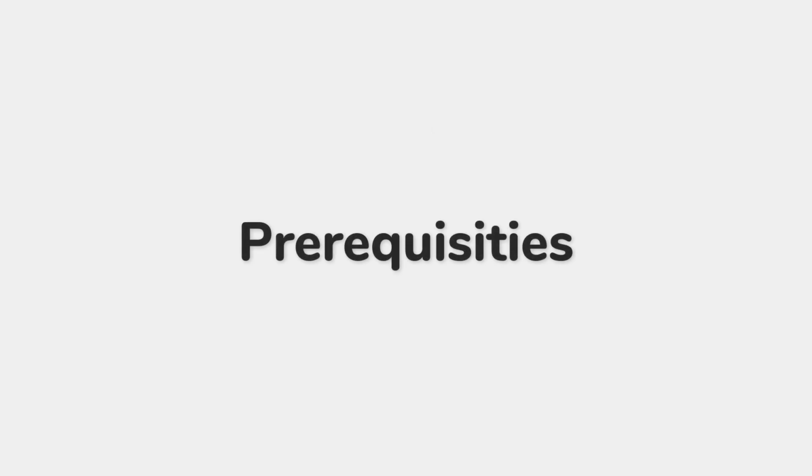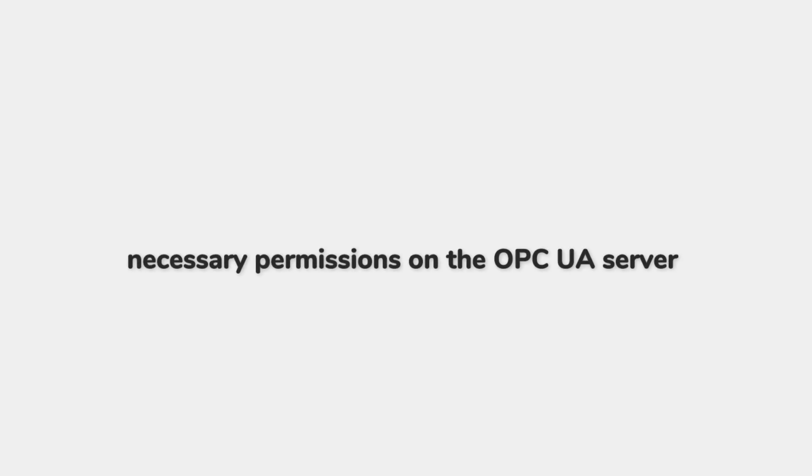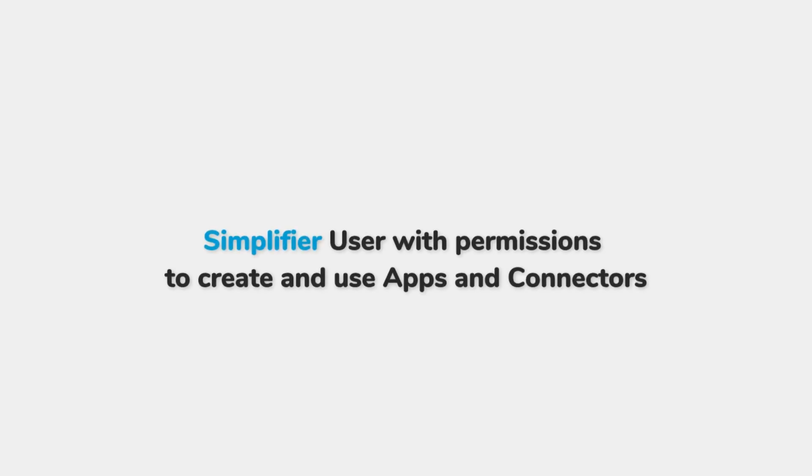Before we start this tutorial, make sure you have the following prerequisites: the URL of your OPC UA server. Additionally, ensure that the IP is reachable from the Simplifier instance you are using. Also, verify that you have the necessary permissions on the OPC UA server. Ensure you have a Simplifier user account with permissions to create and utilize apps, as well as connectors.